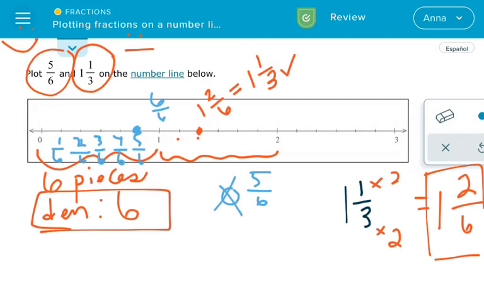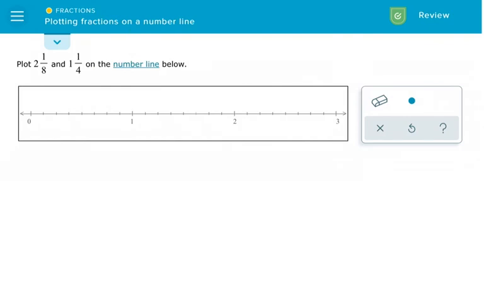I have another example I can go through. Again, we're going to plot 2 1/8 and 1 1/4 on the number line below. My first job is to count how many of these chunks there are between 0 and 1. So 1, 2, 3, 4, 5, 6, 7, 8. Remember, that is to determine does our number line match our denominators, and if not, we need to do a little bit of extra work.